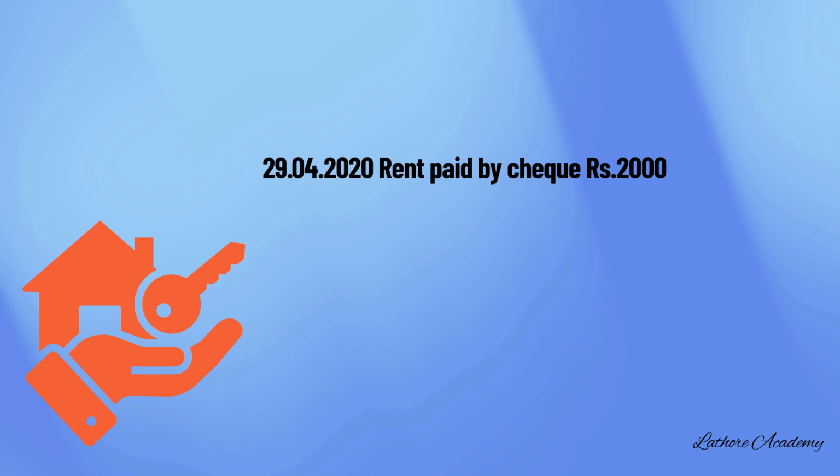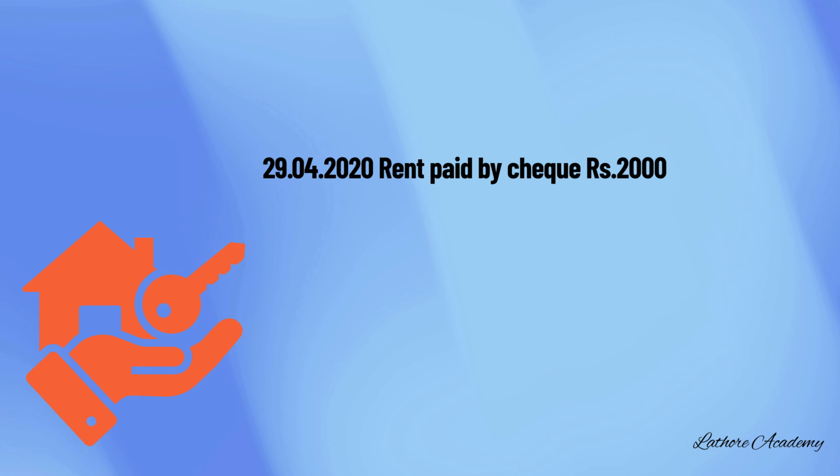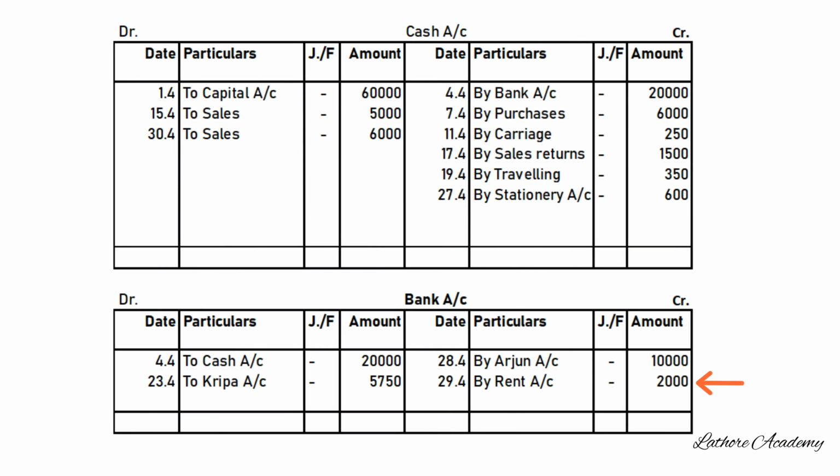Moving on to the next transaction, rent paid by check 2,000 rupees. The journal entry for this transaction is rent account debited to bank account. So on the credit side of the bank account, we have to post it by rent account 2,000 rupees.